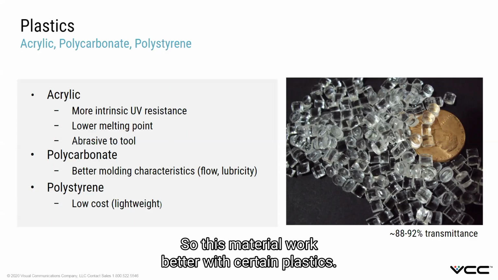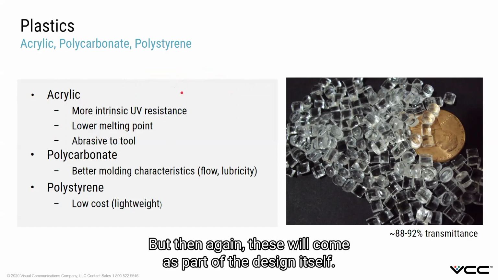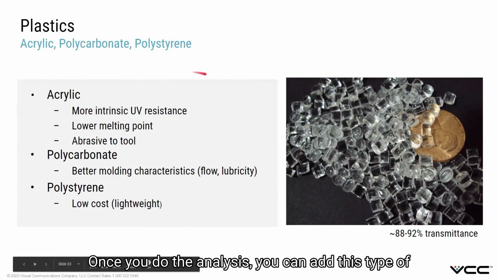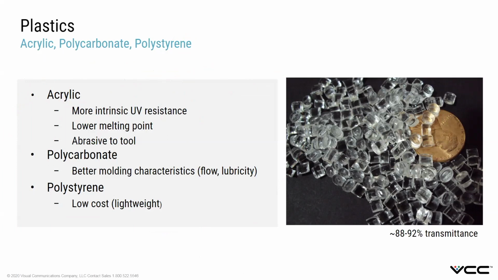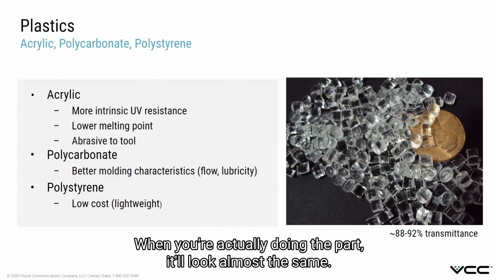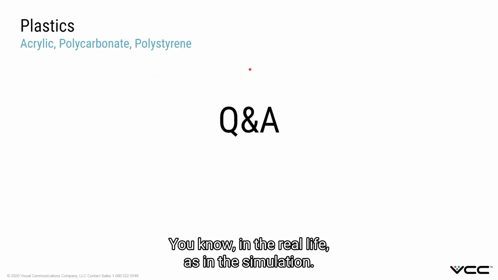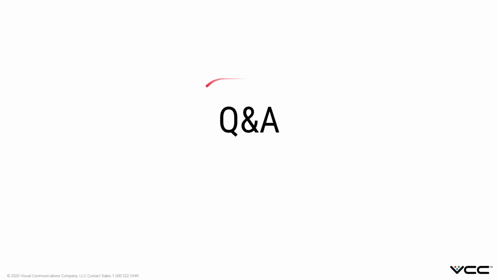Some of these materials work better with certain plastics, and depending on the grades, some don't accept this type of bulk scatter. But this will come as part of the design itself. Once you do the analysis, you can add this type of material into the equation in the simulation, so that when you make the actual part, it looks almost the same in real life as in the simulation.